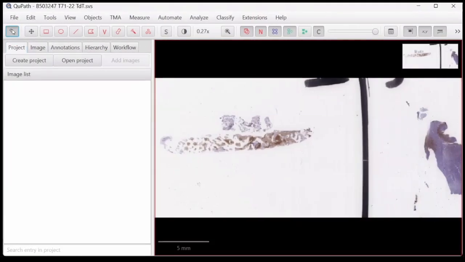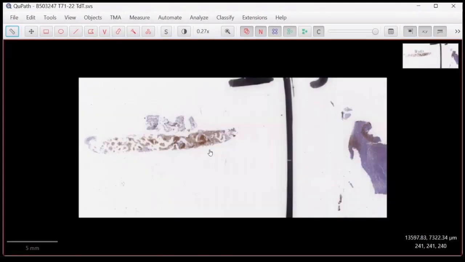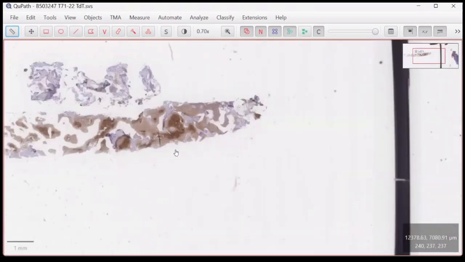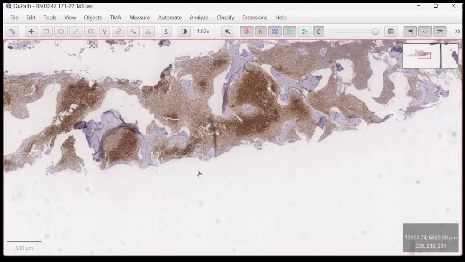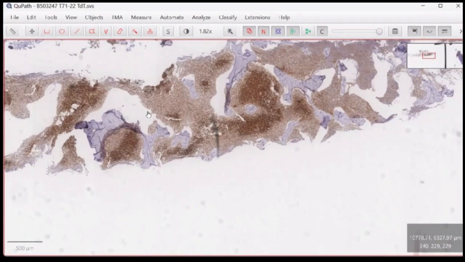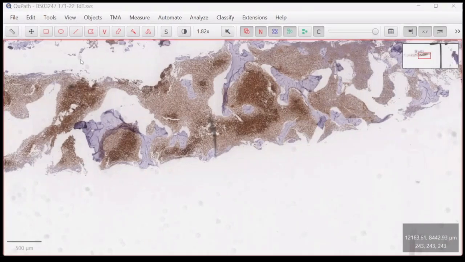Okay, before we move to 2223, this is the TDT for the diagnostic marrow. The cells are diffusely positive, and this confirms that this is a case of acute leukemia. Then we move to the next slide, 2223.